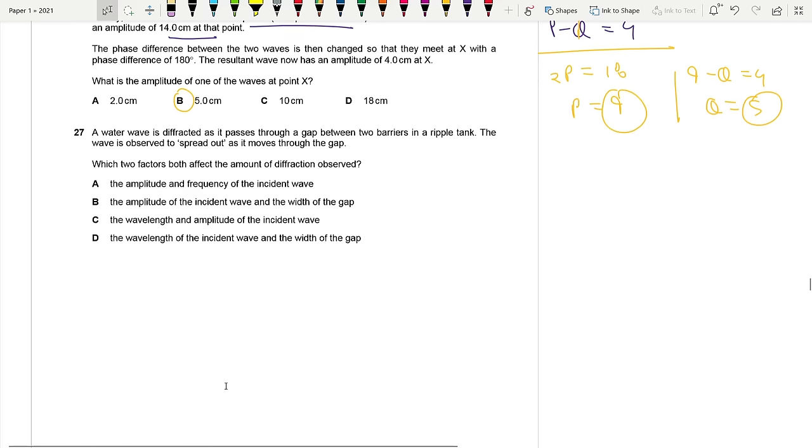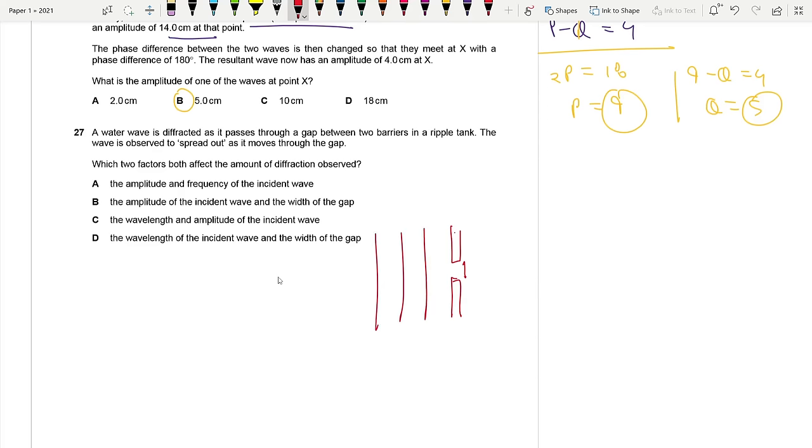27. A water wave is diffracted as it passes through a gap between two barriers in a ripple tank. The wave is observed to spread out as it moves through the gap. Which two factors both affect the amount of diffraction observed? The amplitude and frequency? Okay, so basically remember, these two factors determine how much is diffracted: the width of the slit or gap and the wavelength of the wave. The wavelength of the incident wave and the width of the gap. Really important question and really common.